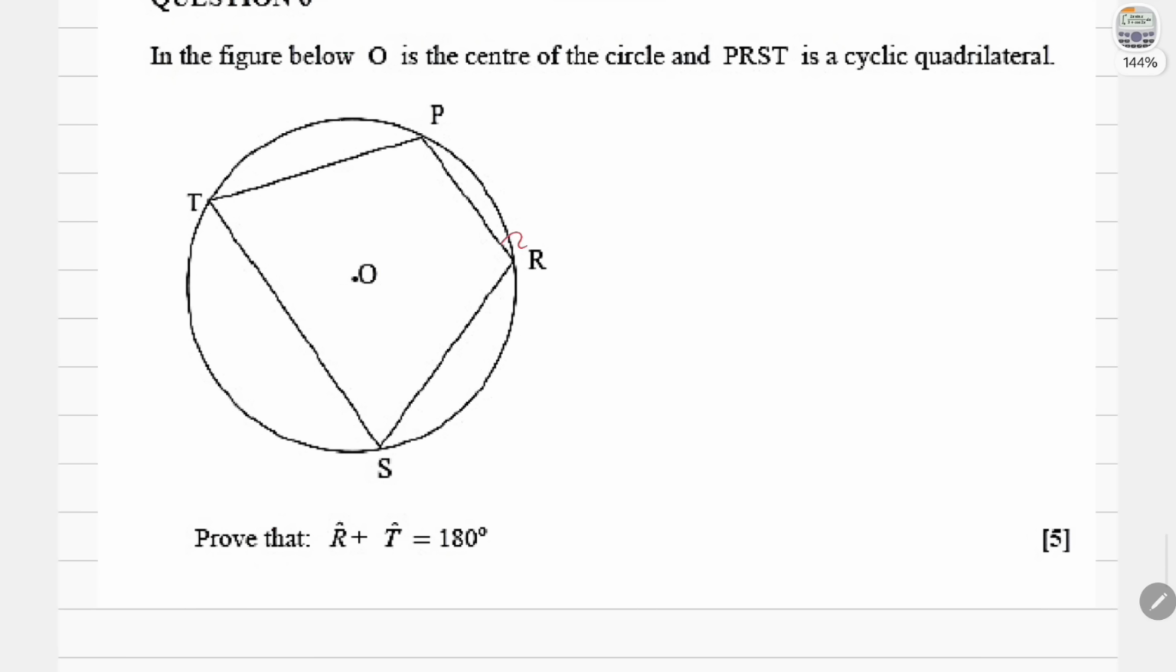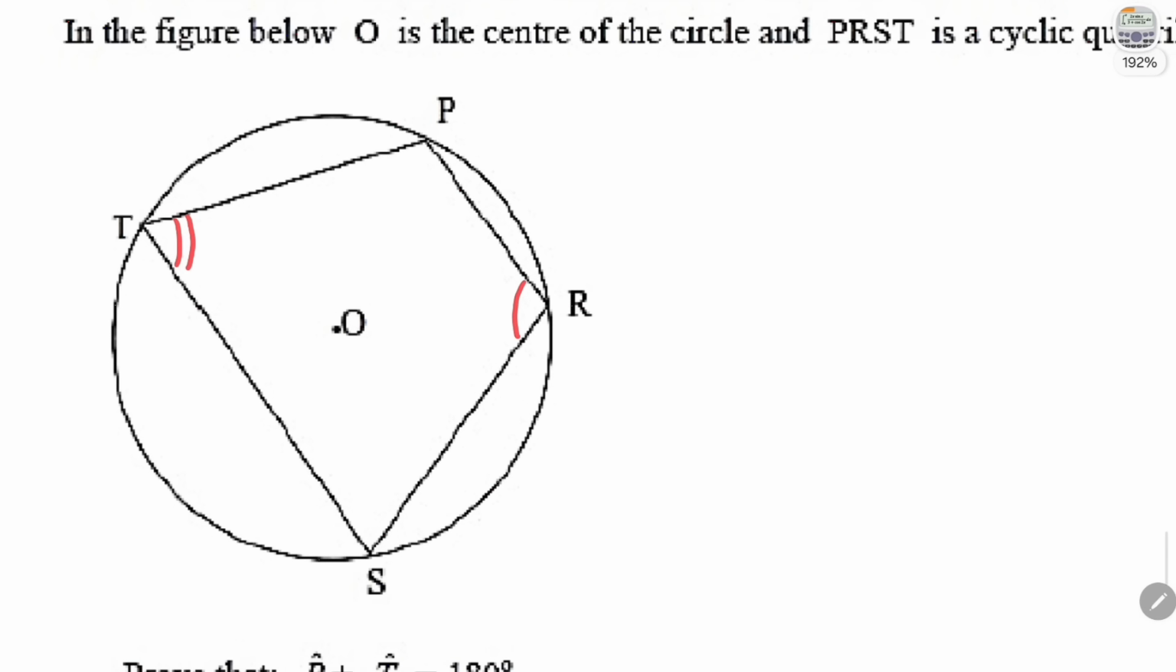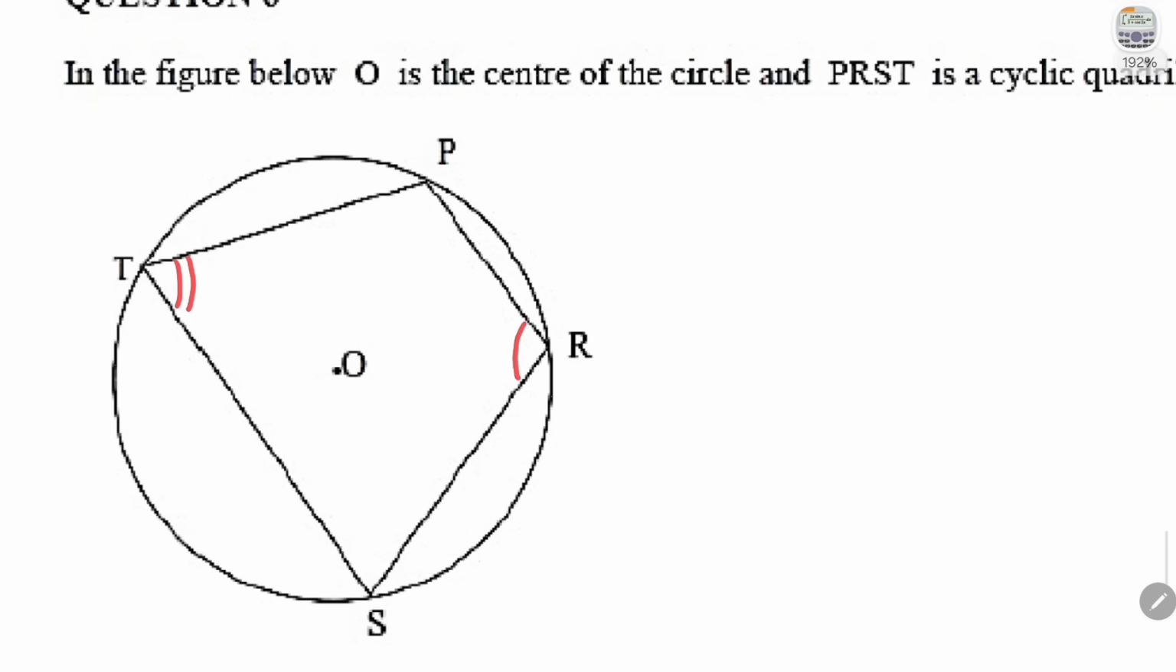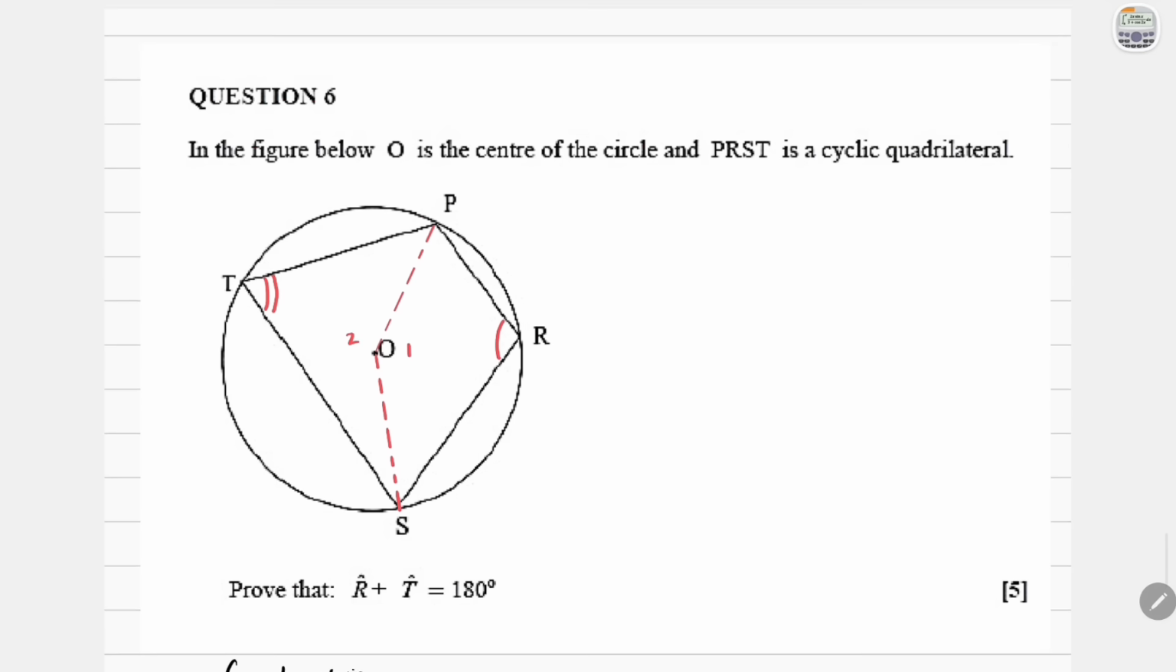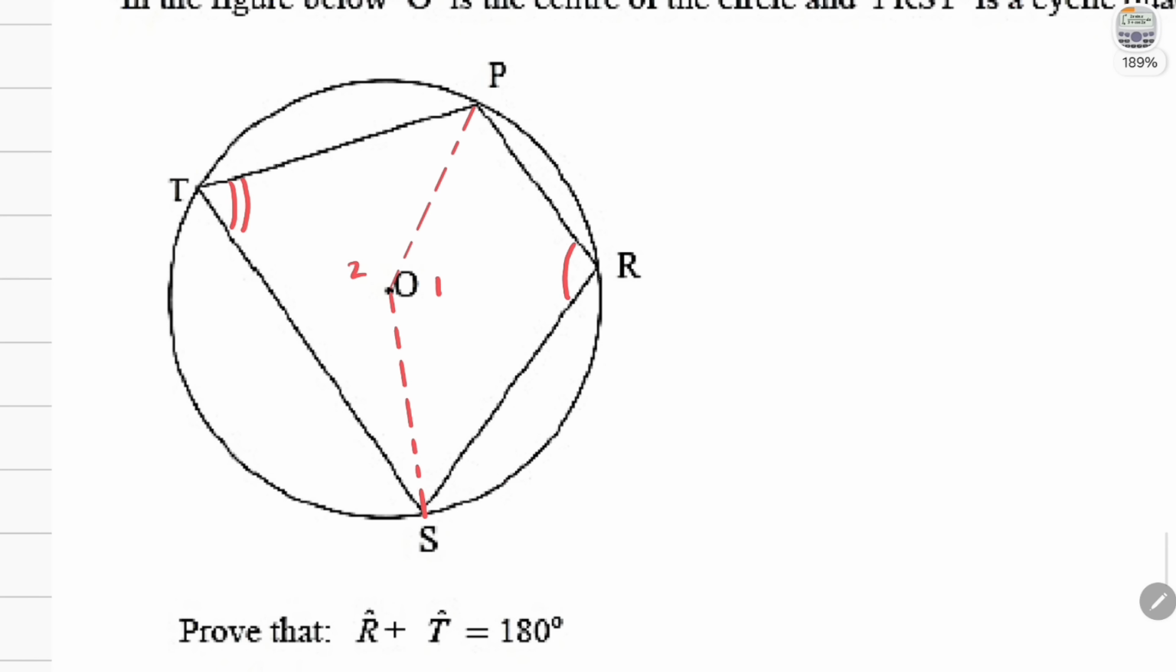Okay, because the focus is on angle R and angle T, we are going to construct like this. We're going to construct a radius from O to P and then from O to S. And then we can go ahead and call this angle O1 and this is angle O2. And make sure you write down any constructions made. Okay, and now to prove this theorem, we are going to use the angle at the center theorem.